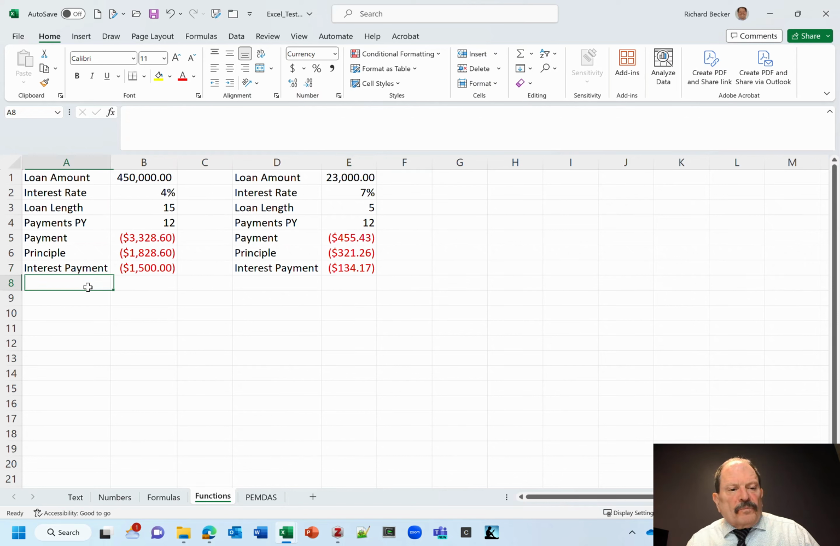Okay. So these were more practical examples of using built-in functions. Now there's another function I just wanted to demonstrate for you that will probably make your life a little bit easier going forward, particularly if you're dealing with large amounts of data in either rows or columns, okay?